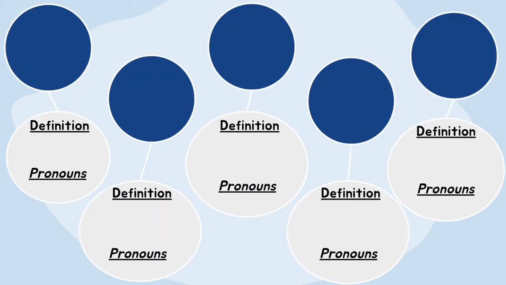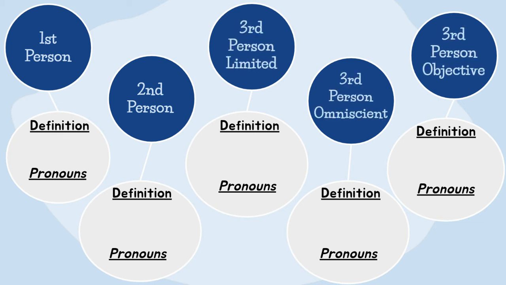Okay. Now, on your second slide, you're going to see a whole bunch of different circles. And this is going to talk about all the different types of point of view. The first one is first person. You've probably heard of this before. Then you also have second person point of view, and you also have third person point of view.